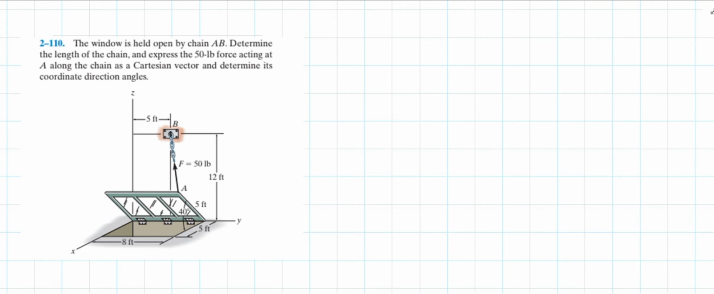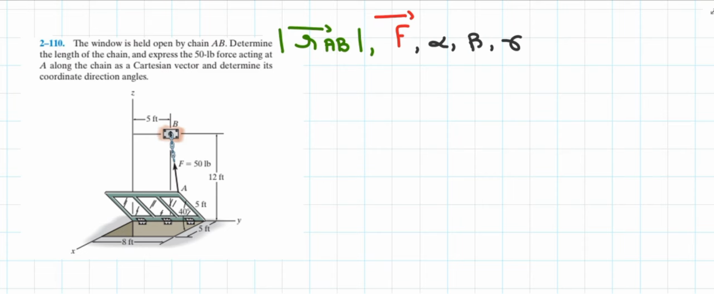So this question demands that we find the length of the AB cable. I'm going to write that as the magnitude of vector RAB. This is the first thing we are going to find out. Another thing is that we are going to convert the magnitude form of the force, which is equal to 50 pounds, into the Cartesian form, which is nothing but the vectorial form of the force. And the last thing is that we are going to find the coordinate direction angles, which are alpha, beta, and gamma. So these three things we are going to find out in this video. Without any delay, let's start.